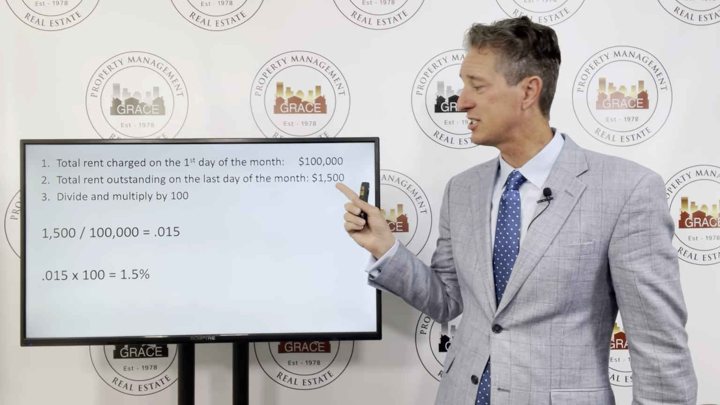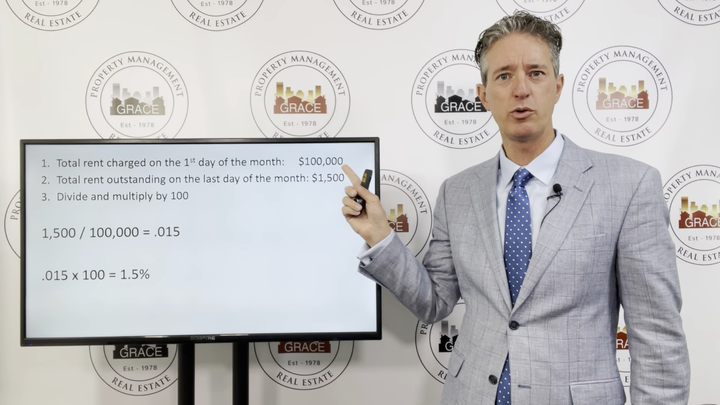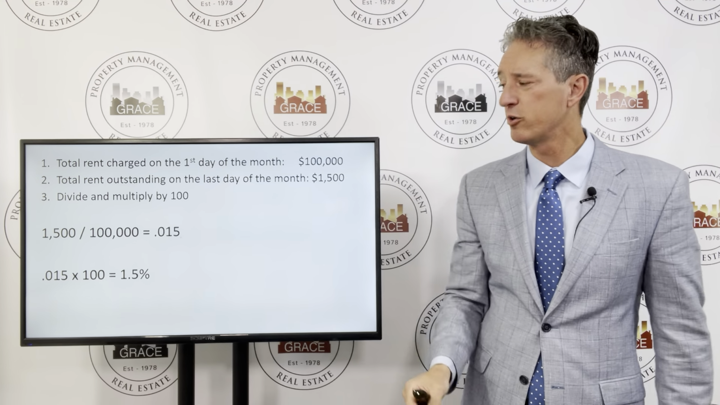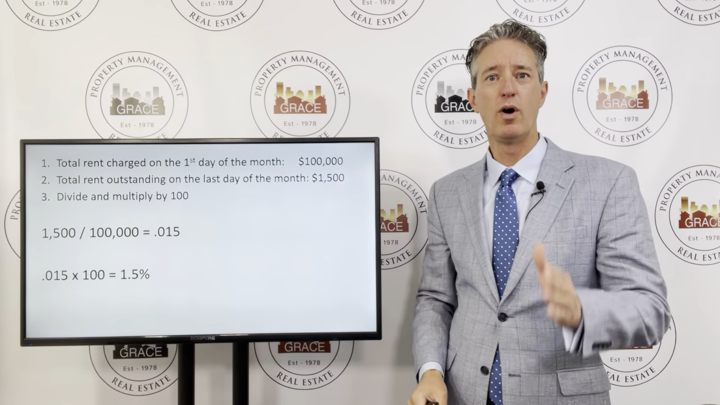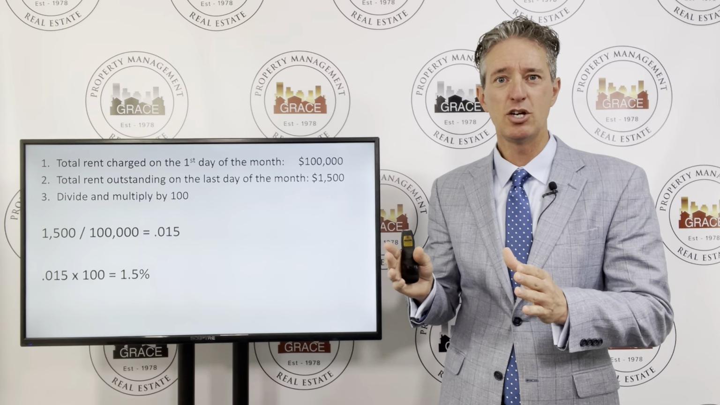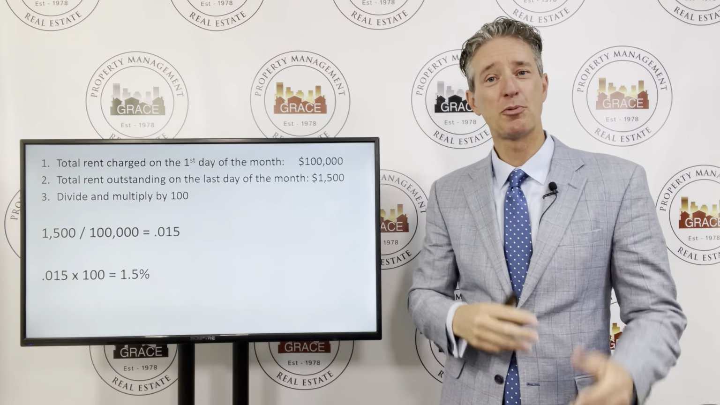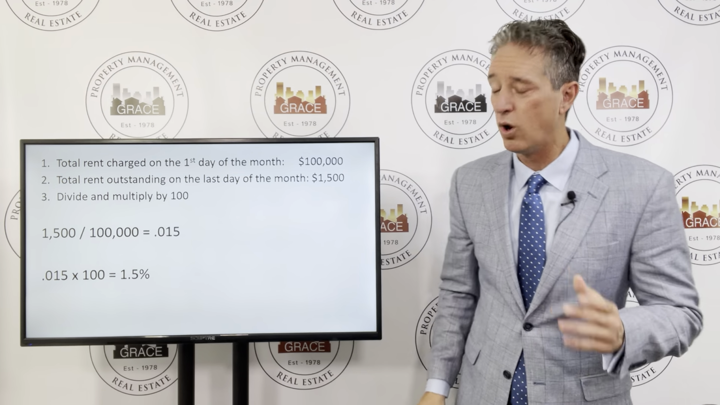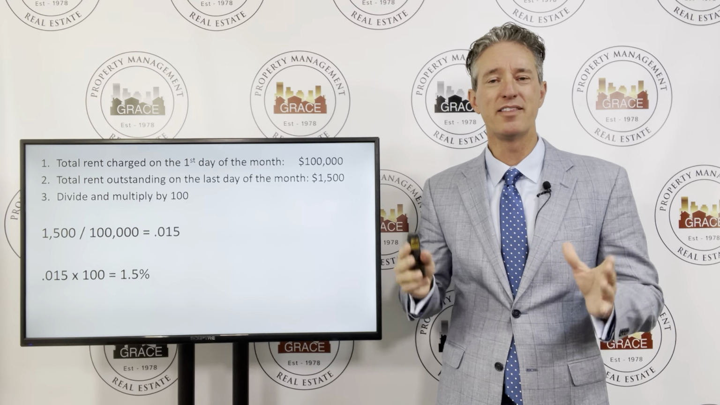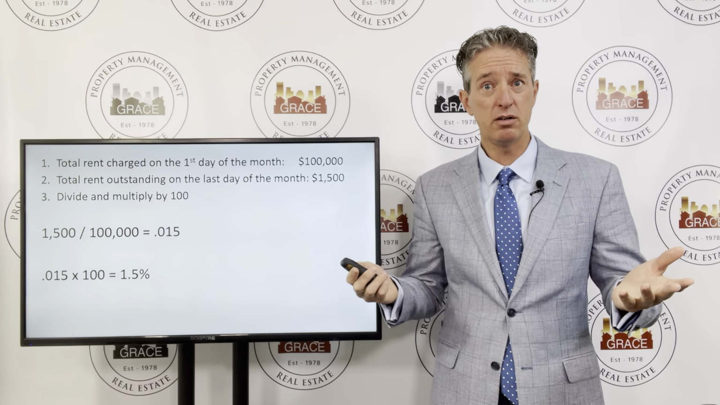So we're going to take the outstanding rent, $1,500. We're going to divide it by the total rent we were attempting to collect, $100,000. 1,500 divided by 100,000 is 0.015. Then to convert 0.015 to a percentage, you can either move the decimal 2 places, remember this from 8th grade math, or you can multiply by 100, and it gives us 1.5%. Our delinquency rate in that particular month was 1.5%. That's pretty good.